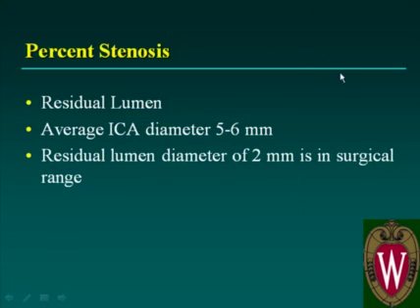Some people have embraced the concept of measuring what's known as a residual lumen at the stenosis. In general, the diameter of the ICA is 5 to 6 millimeters, and if there is a residual luminal diameter of 2 millimeters or less, then the lesion is in the surgical range, that is, the greater than 70% diameter reduction.